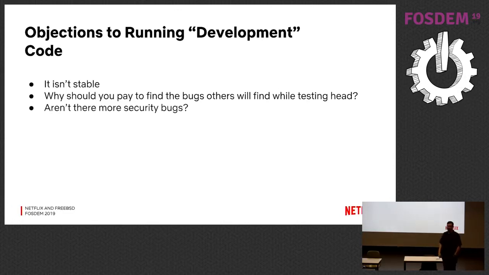Aren't there more security bugs in development code? Well, actually, no, not in our experience. I think almost all, if not all, of the security bugs that we've run across in the past 2 years have been in the stable branches as well. So on the whole, we probably have the same security bugs in general that the stable branches have, but the people developing the fixes for those security bugs are developing them on the head branch, and we get access to those security fixes that they've developed for the head branch.